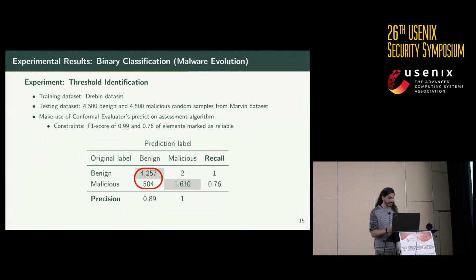And we can see that we mark as unreliable the predictions of more than 2,000 malicious samples that before were misclassified as benign, and also some benign applications that were correctly identified, more or less 200. And this is due to the fact that these applications are closer to the decision boundary.